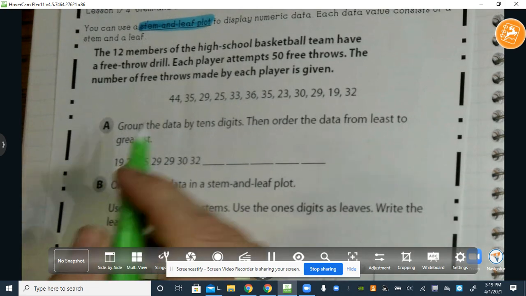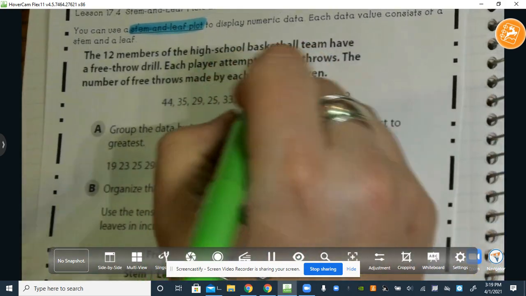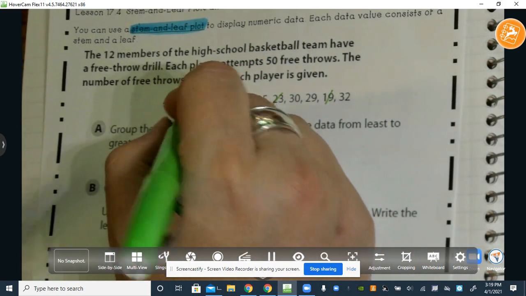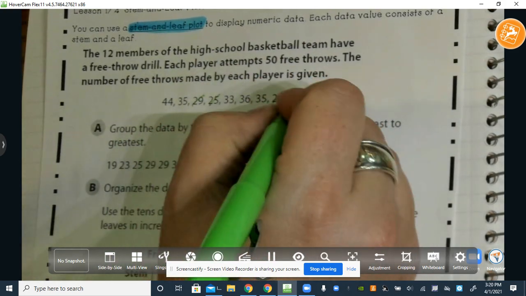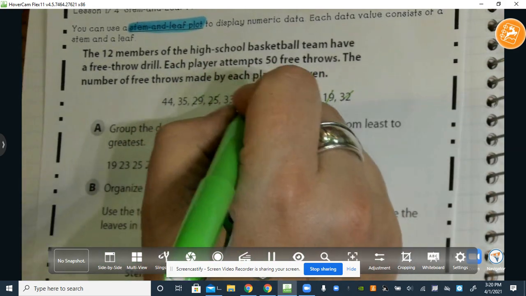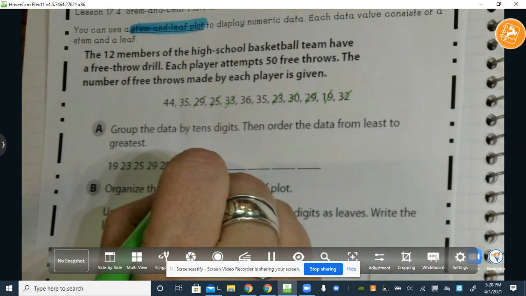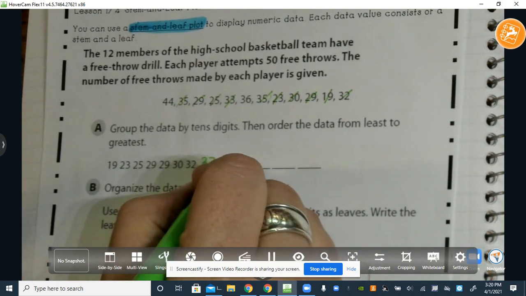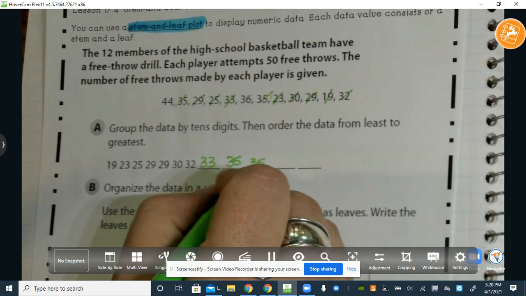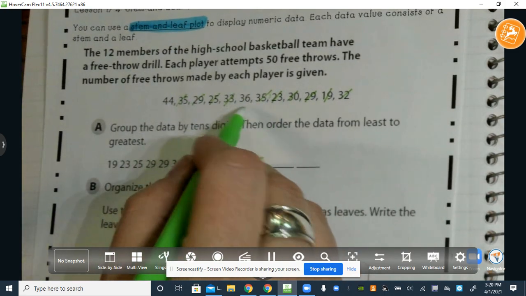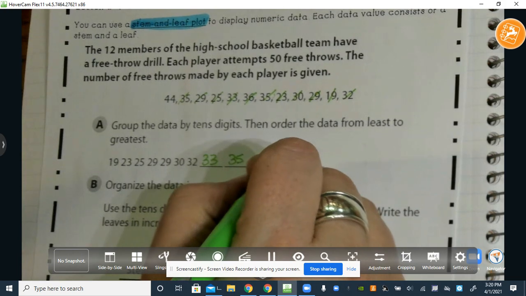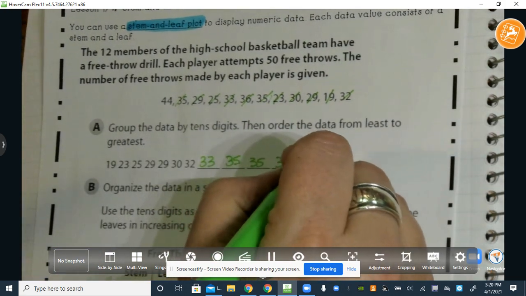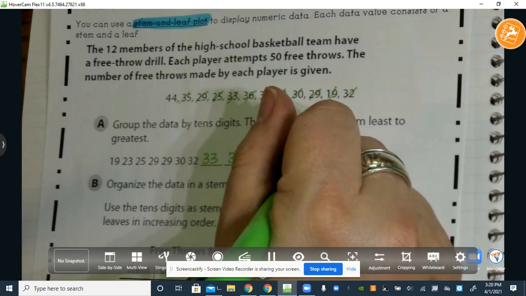So they've already put down some numbers, so I'm going to cross them off so I don't duplicate. So there's a 25, 2 29s, a 30, a 32, I see a 33, so I'm going to put 33 here, cross it off. I see 2 35s, so I'm going to put 35 twice. I see a 36. It's all my 30s, and then here's 44. Okay, so put them all in order.